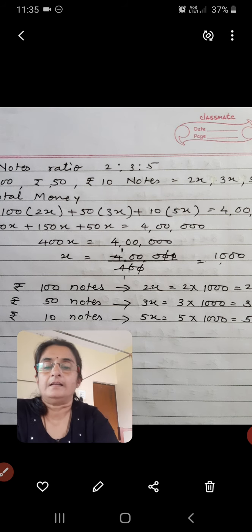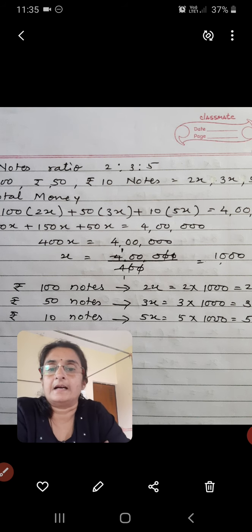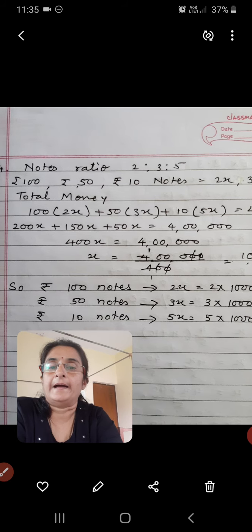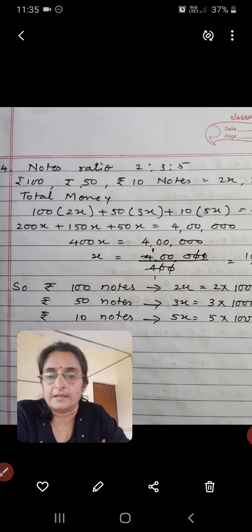Now children, there are different notes with Lakshmi. She's a bank cashier. So she has 100 rupees notes, 50 rupees notes and 10 rupees notes. We don't know how many notes she is having, but the ratio of the notes is given, that is 2:3:5. So we'll consider the notes as 2x, 3x and 5x. Now how many 100 rupees notes are there? 2x. How many 50 rupees notes are there? That is 3x. And how many 10 rupees notes are there? 5x. So if you add all this, you will get the total cash of 4 lakhs rupees.